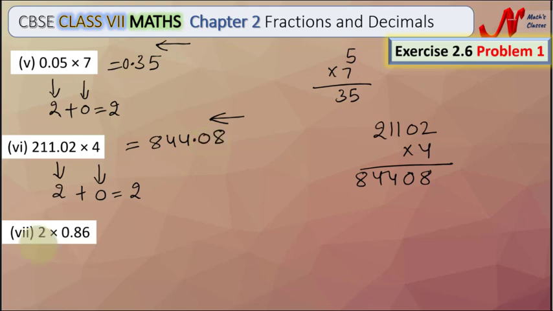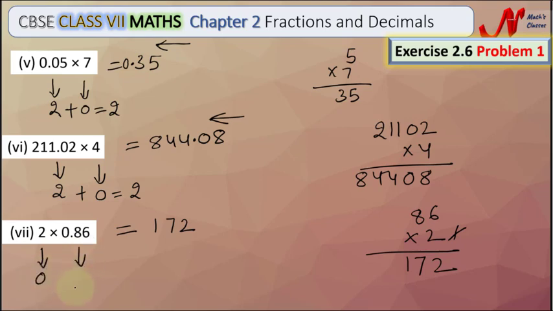Next we find the product of 2 and 0.86. To do this we multiply 86 with 2. So 2 6s are 12, 2 8s are 16 plus 1, 17. So the product is 172. In 2 we do not have any digit after the decimal point. In 0.86 we have 2 digits after the decimal point. Together we can write 2. So in the product, from right to left, we keep the decimal point after 2 digits. So we get the result 1.72.